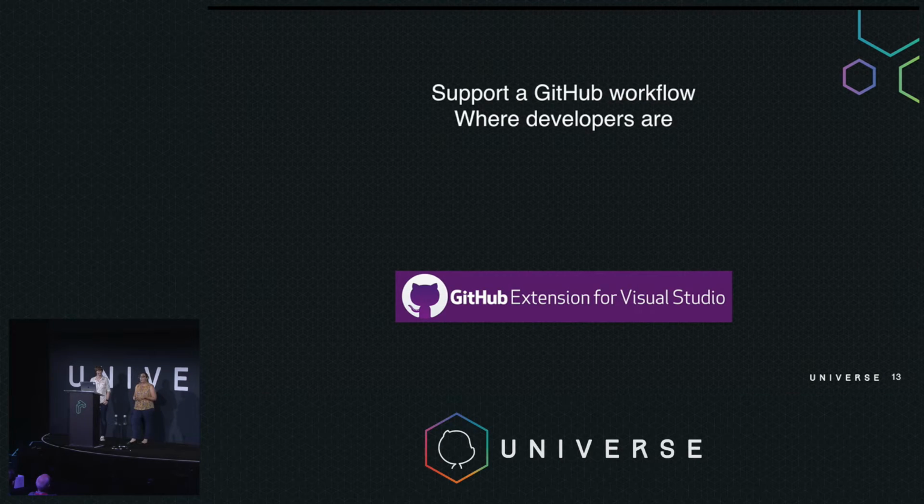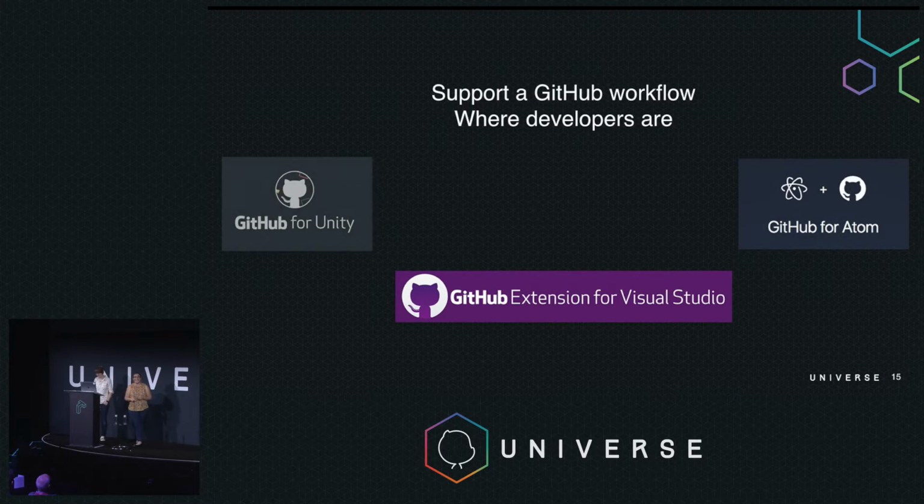Around the same time, we were building a first-class GitHub experience for Atom, starting with Git operations, such as cloning, committing, pushing, pulling, syncing, etc.